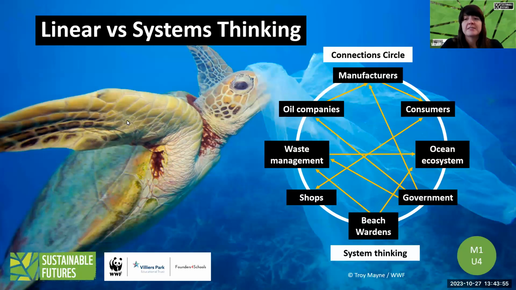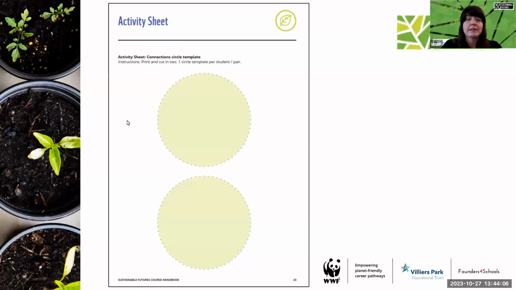Students have chance to apply systems thinking into other scenarios. The outcome of the activity is to better understand the complexities of a system and how students may be able to influence them in the future. The activity sheet for this unit is a template connection circle, but you may wish to do this on a larger scale or get students to draw their own.